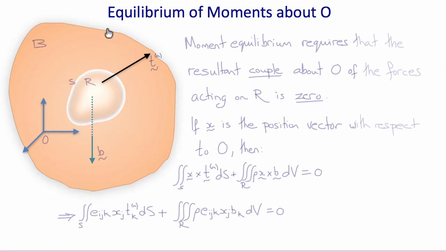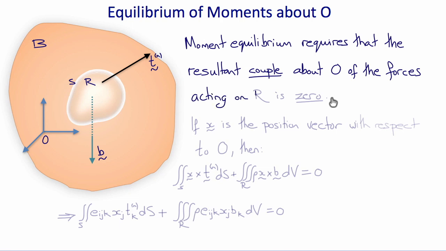Now we can do the same thing for the equilibrium of moments taken about the origin O. So again we have a body B and within it a closed region R with surface S, surface tractions Tn acting on the surface, body forces B per unit mass acting on the volume, and an origin of our coordinate frame O. Moment equilibrium requires that the resultant couple about O of the forces acting on R is 0.